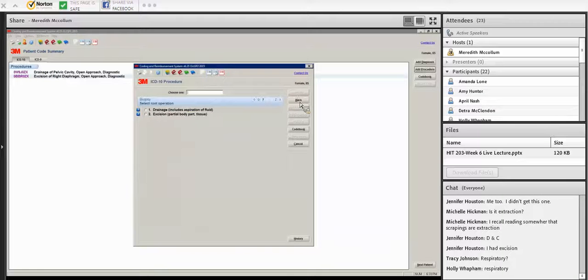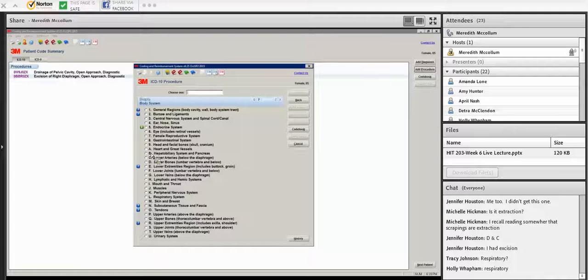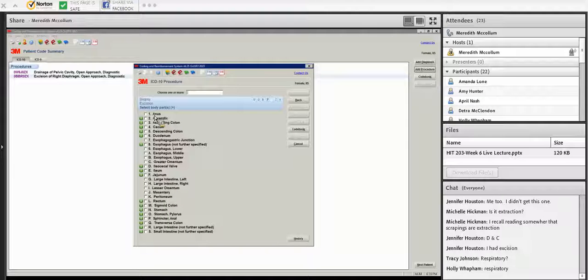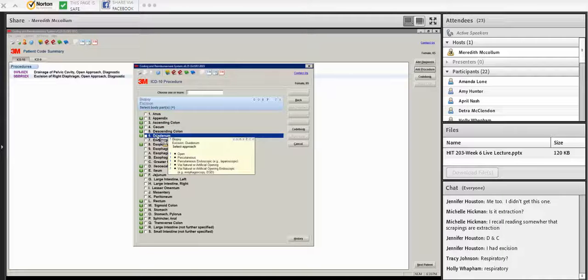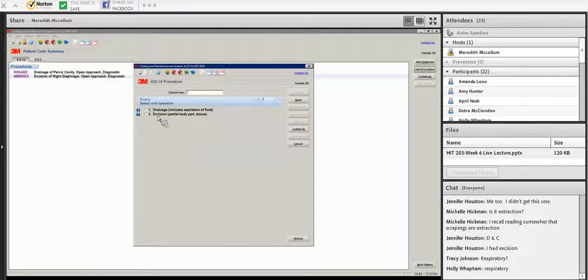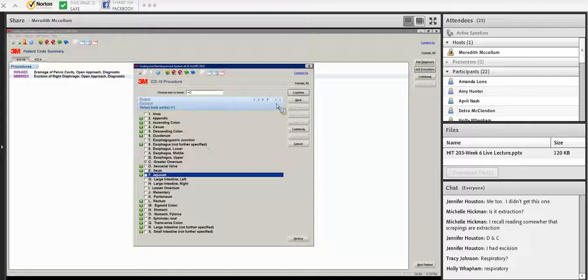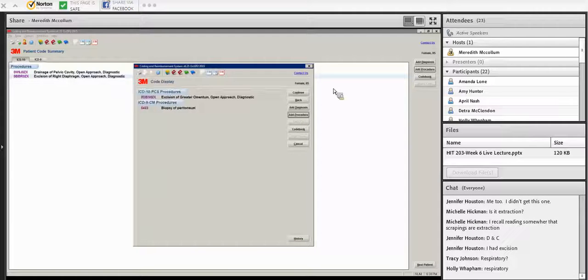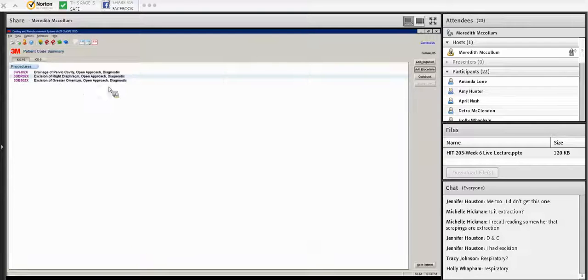Okay, so what I did was choose GI. And then I did excision because they're excising it. And then I'm going to do the greater omentum. There we go. It was open, excision of the greater omentum, open approach, diagnostic.